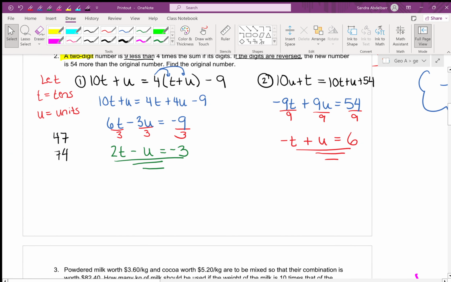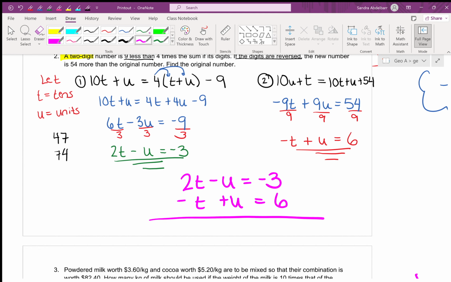Right, at this point, I'm now going to stack them up. So I have 2t minus u equals negative 3, and then negative t plus u equals 6. I don't need to do anything. I could just add these equations because the u's are going to cancel. So I'm going to end up with t equals 3.